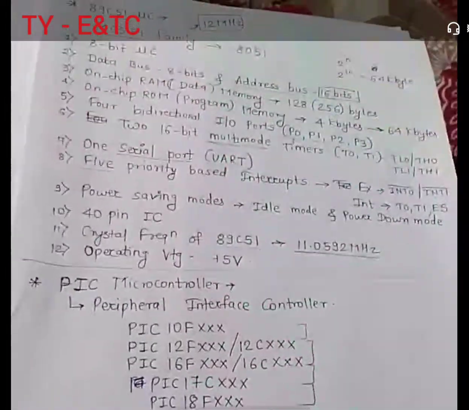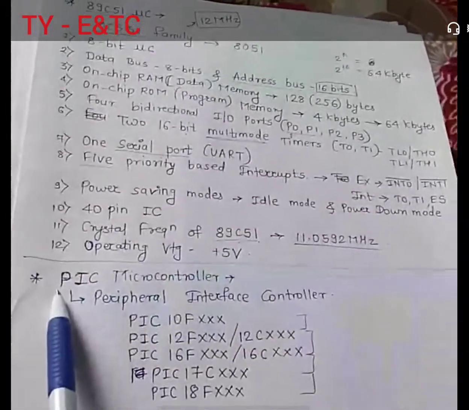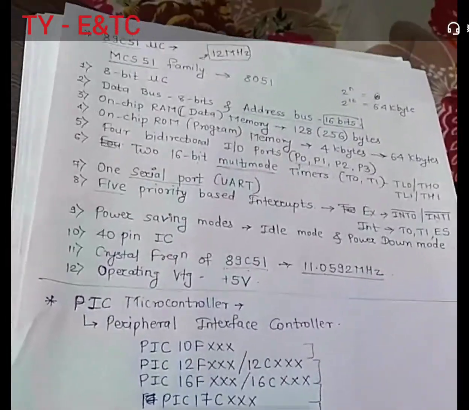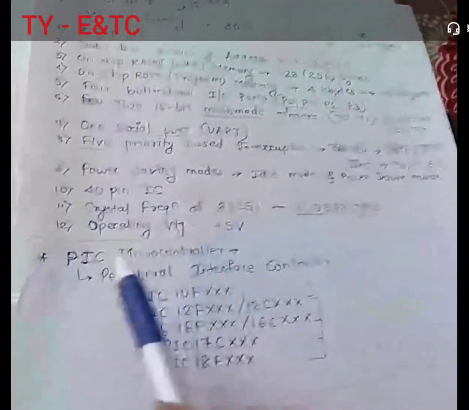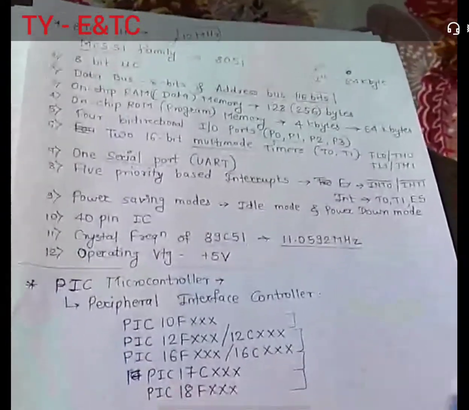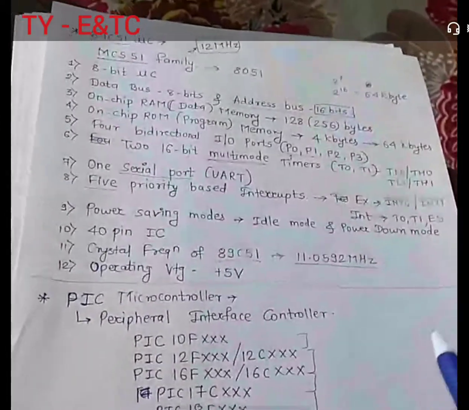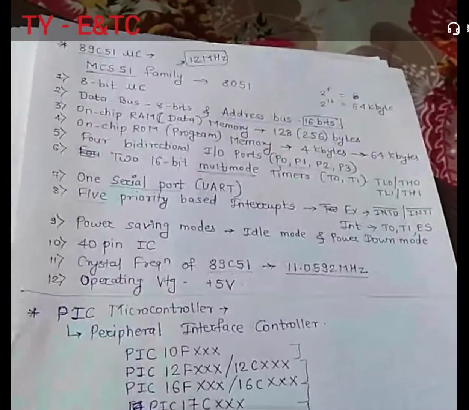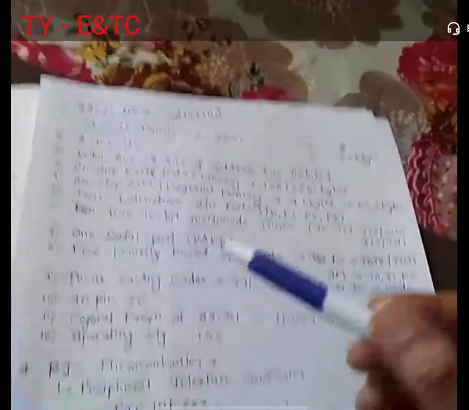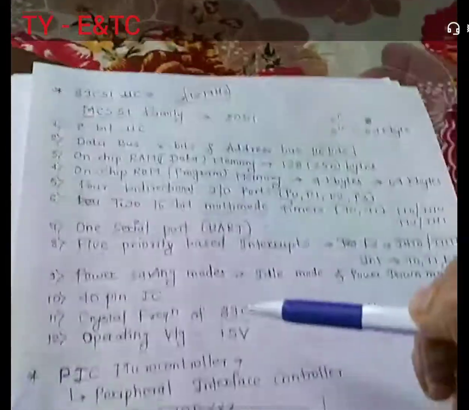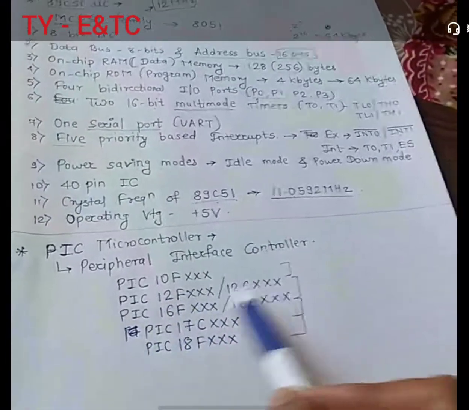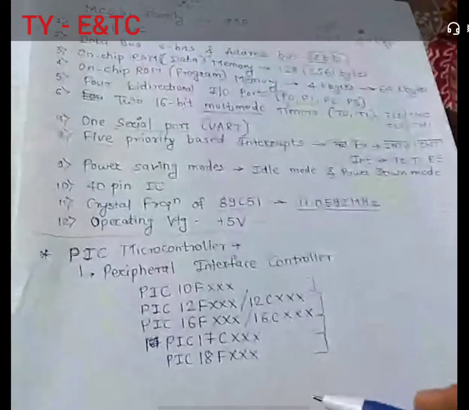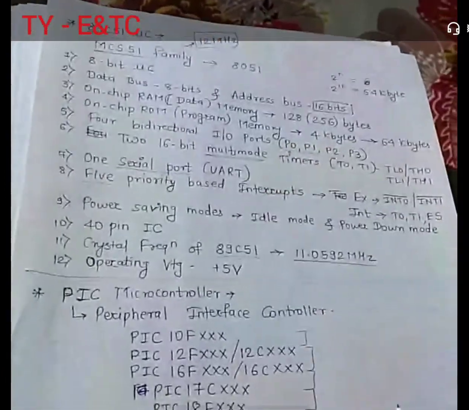Nowadays they are also available, and this category of microcontroller has some advanced features compared to the MCS51 family. The major advantage of using the PIC microcontroller is the speed of operation. Speed of operation is a little bit improved in PIC microcontroller as compared to the MCS51 family. If you download the data sheets of any one of these microcontrollers, you can find the difference between MCS51 and PIC.